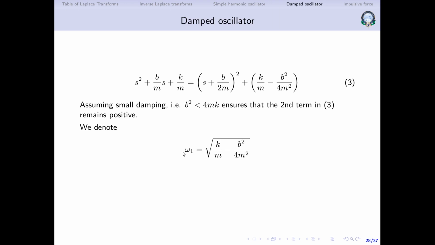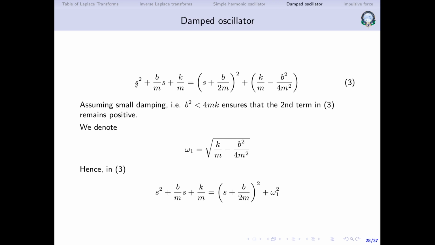Then we'll define another frequency, omega 1, because you can see here k by m has got dimensions of frequency, right? So b square by 4m square also has got dimensions of frequency. In the simple harmonic case, we had defined omega naught as k by m. So this quantity will be less than omega naught. So it will also be some kind of a frequency, and we call it omega 1. So omega 1 is equal to the square root of whatever we have in this second term.